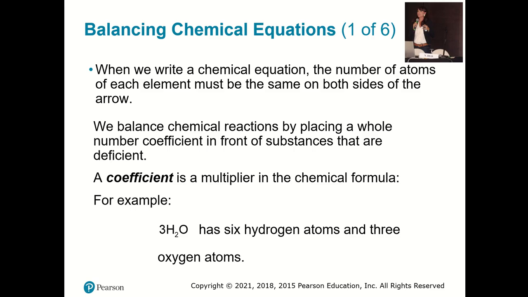So when you write a chemical equation, the number of atoms of each element must be the same on both sides. That means if I have 2 carbons in a reactant, I must have 2 carbons in the product. It doesn't matter who the carbon is bound with. Okay? So we balance chemical reactions by placing a whole number coefficient in front of the substances that are deficient. A coefficient is a multiplier. So I can say that I have 3 times 2 is 6 hydrogens and I have 3 oxygens, because this means that I have 1, 2, 3 water molecules.